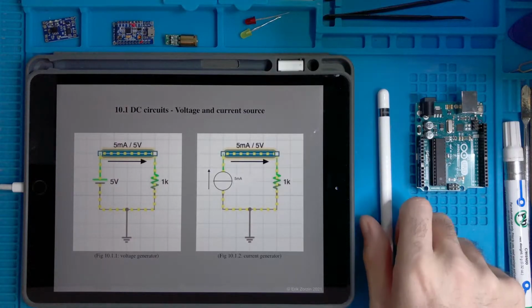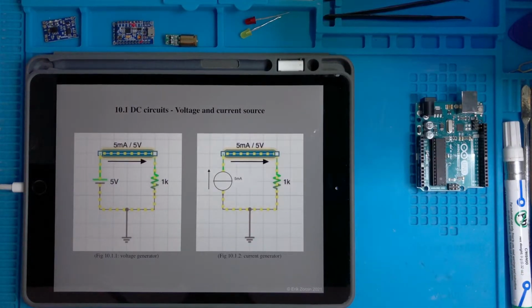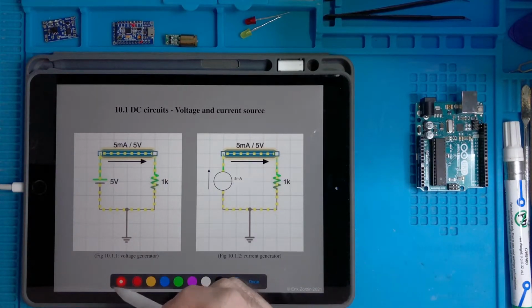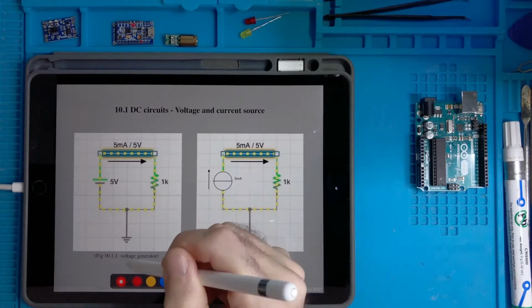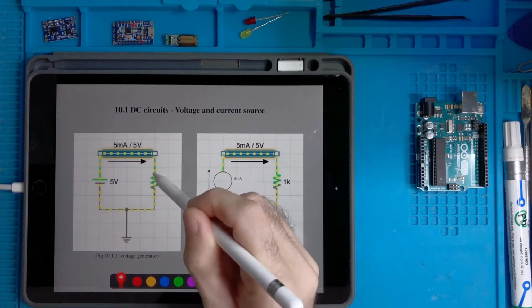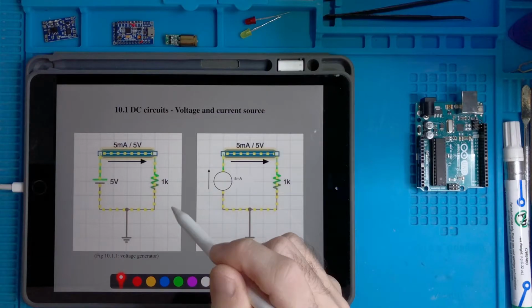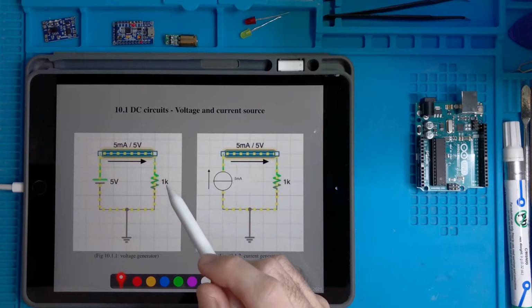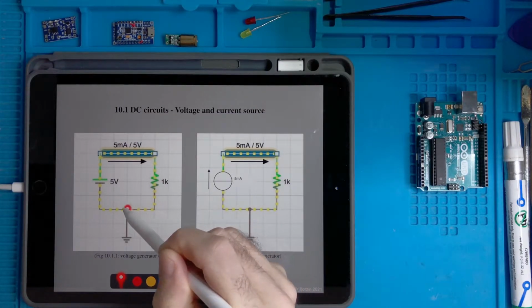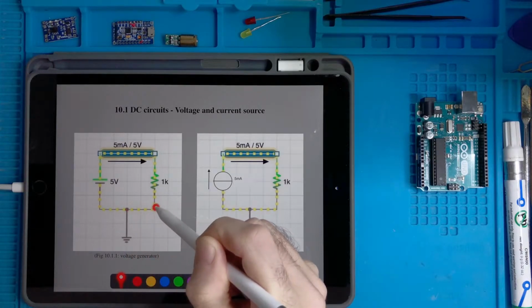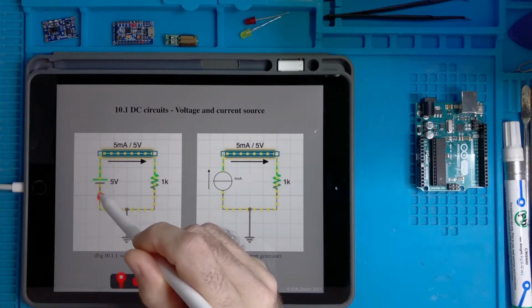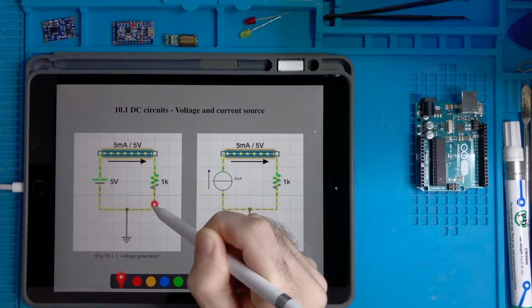So here we have two very simple circuits with a couple of symbols. So this symbol here, this wavy thing, is the resistor. We said that those are wires, ideal wires having zero resistance, so perfect conductors.